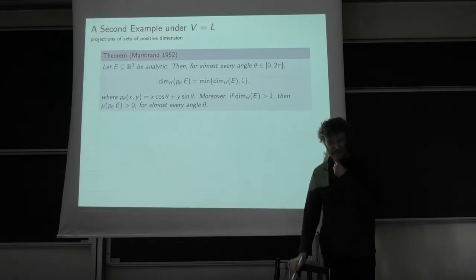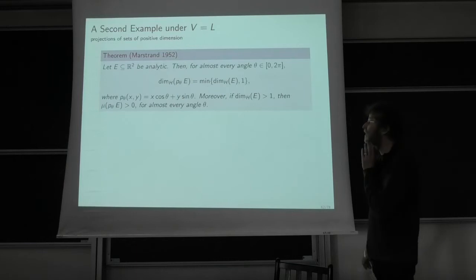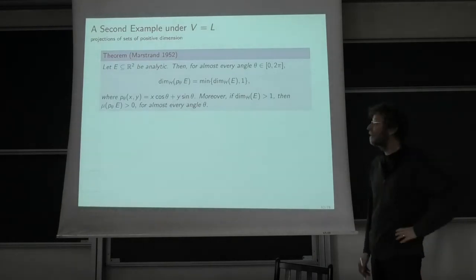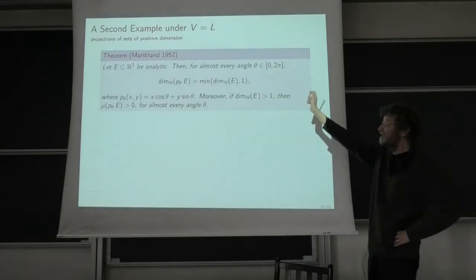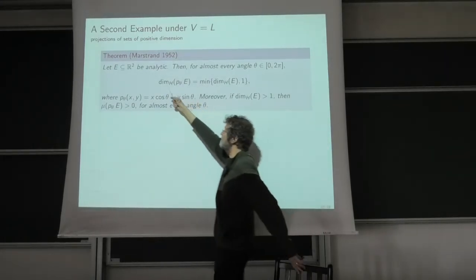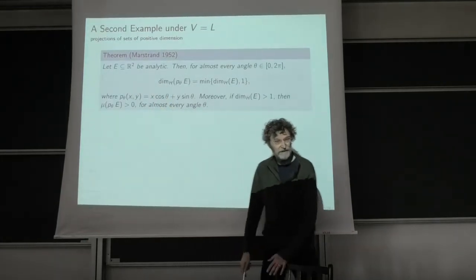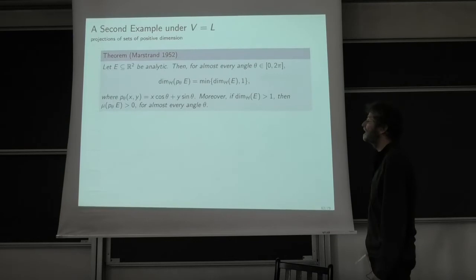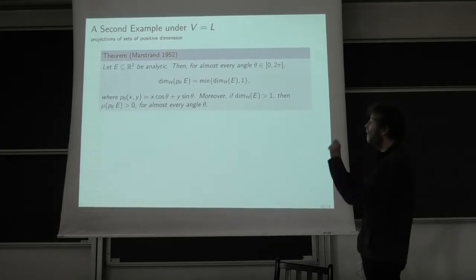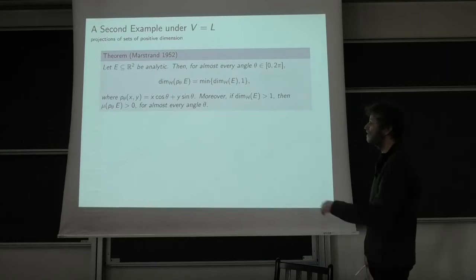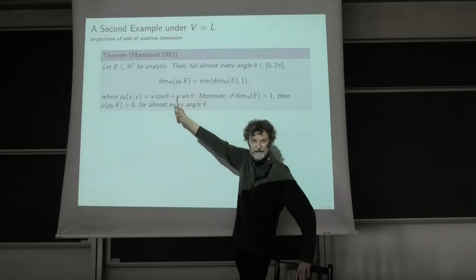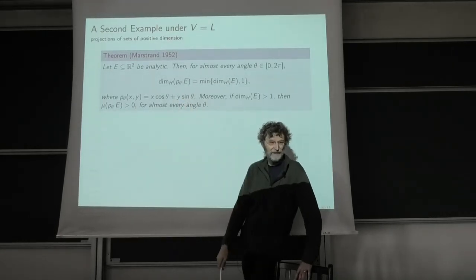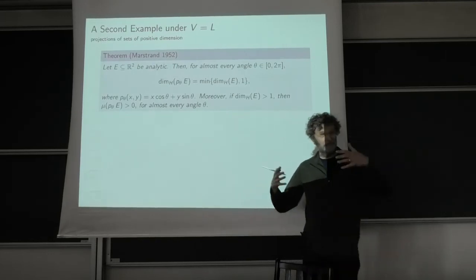I'll give a second example, and then we'll take a break. Okay. So here's a second example of how things work in L again. Here's a theorem of Marstrand. So suppose you have a subset of the plane, and it's analytic, right? So again, it has to be a simply described subset of the plane. Then, for almost every angle theta, take the line that makes the angle theta with the horizontal, and look at the projection of the set onto that line.